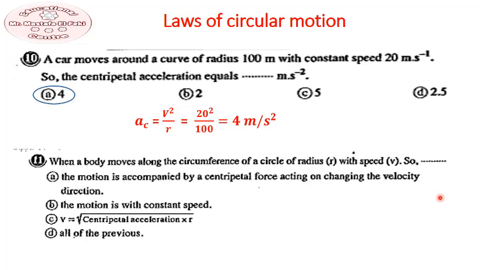When a body moves along the circumference of a circle of radius R with a speed V, which of the following statements is correct? All of them are correct.